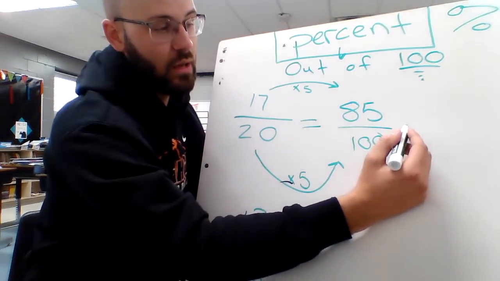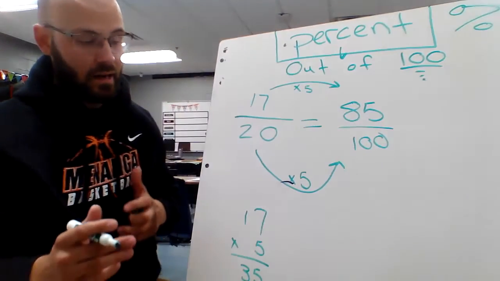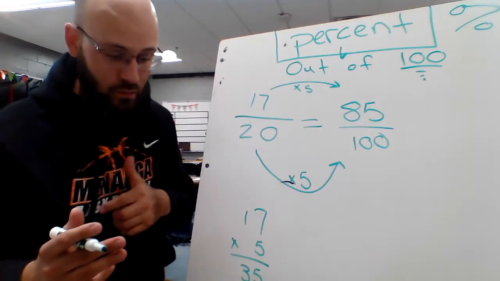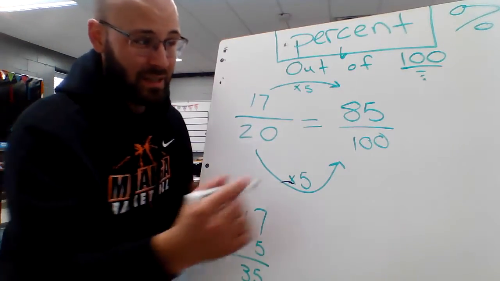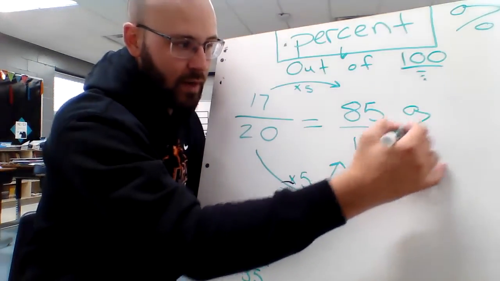That's just a fraction. And a lot of kids make this mistake sometimes as well. Don't make this mistake. A lot of kids get to this part and they go 8500%.